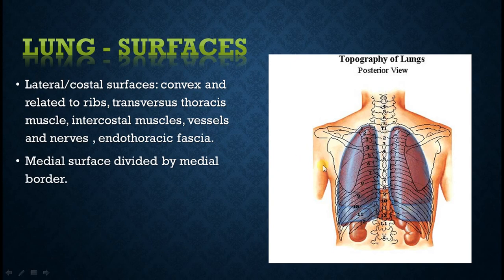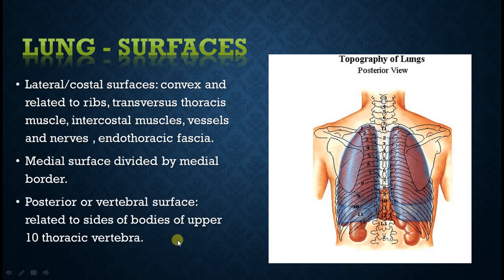Okay. The medial surface can be divided into two parts: a posterior vertebral part, which you can see here, and then the anterior mediastinal part. The posterior vertebral part is related to the first 10 bodies of thoracic vertebrae, intervertebral discs, posterior intercostal vessels, and then the splanchnic nerves, greater, lesser and least splanchnic nerves.